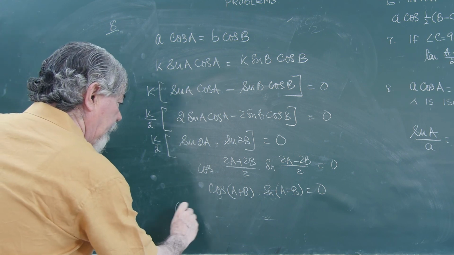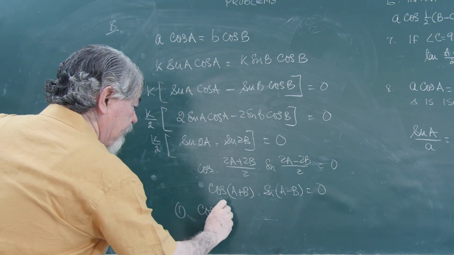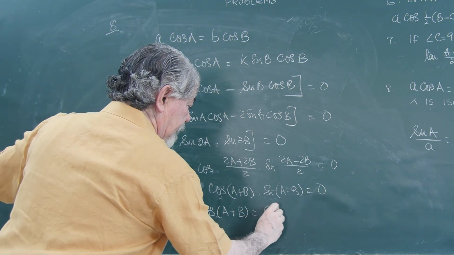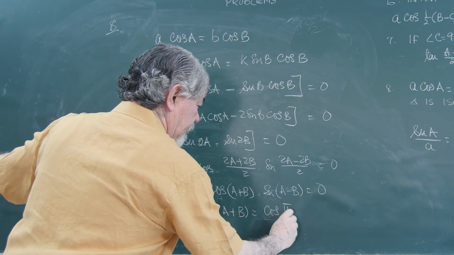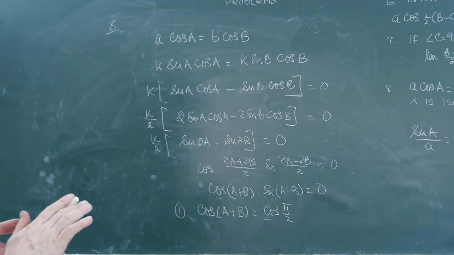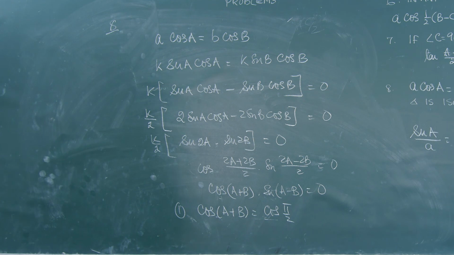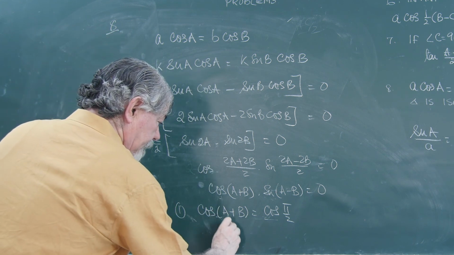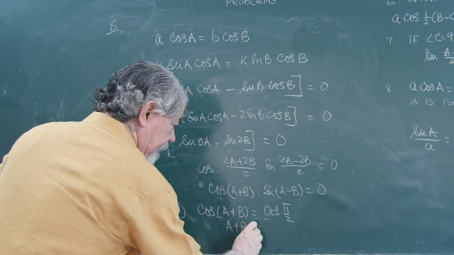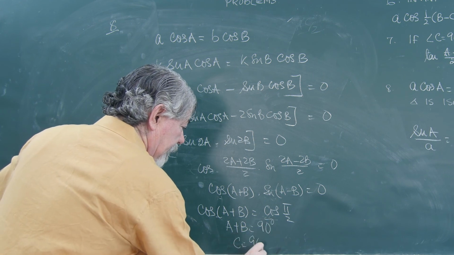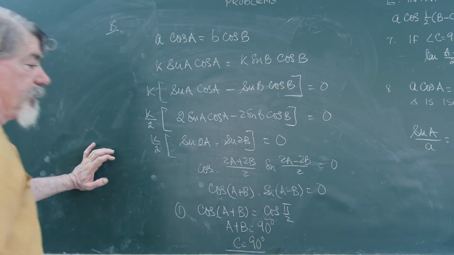So cos(A plus B) is equal to 0 means cos 90, cos pi by 2. It has to be cos pi by 2. That means A plus B is equal to 90. So the third angle C will also be 90. So it is a right angle triangle.